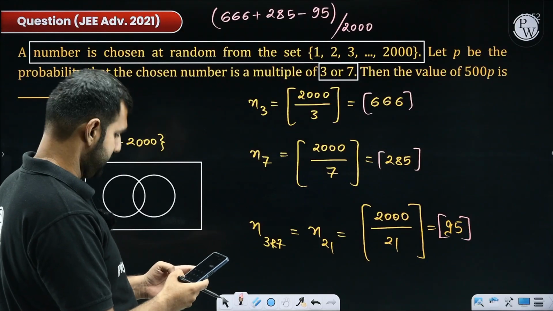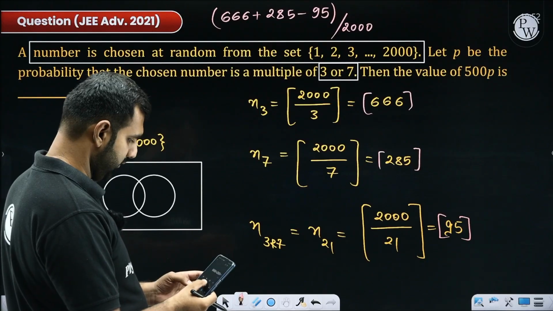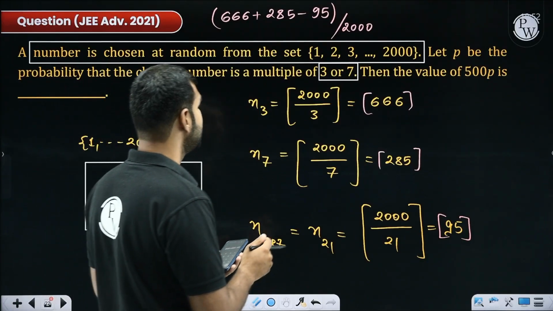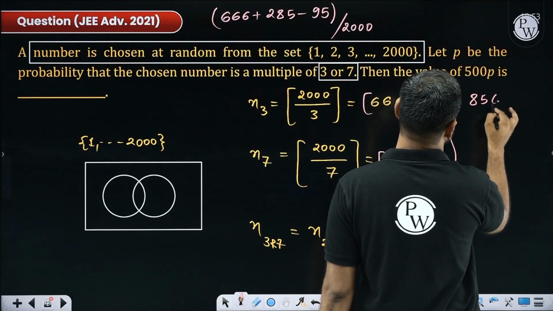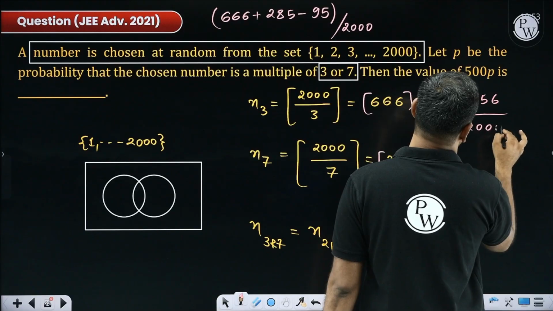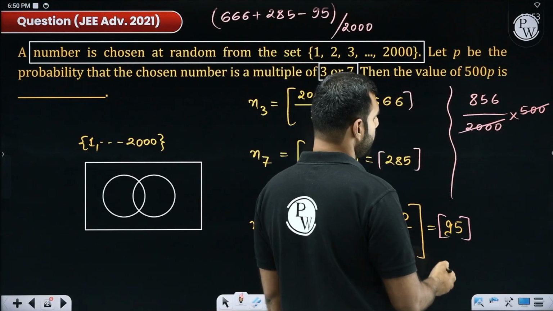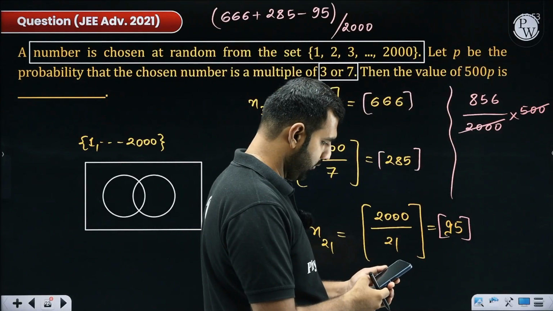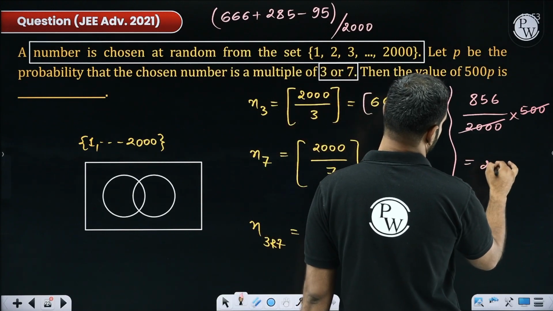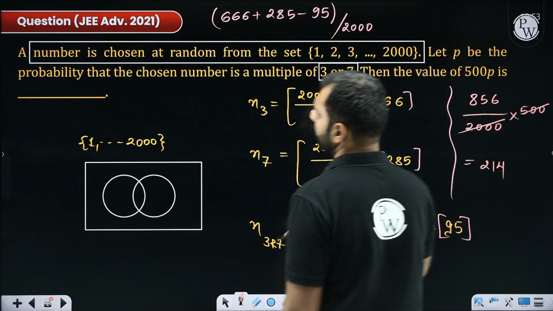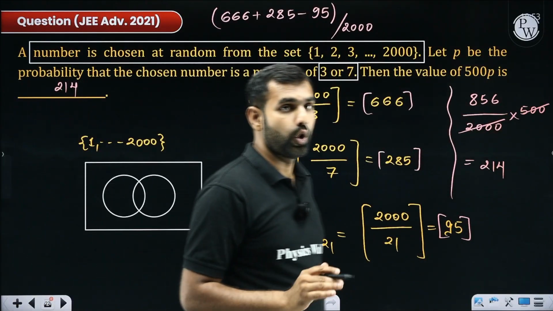So let me just do this: 666 plus 285 minus 95, although you could have done it very quickly. So it is 856. I'm writing it here: 856 divided by 2000, whole multiplied by 500. So technically 500 over 2000 is 1 over 4. So 856 divided by 4 is what you're supposed to find out. That is 214. This value turns out to be 214, and that's your final answer. I hope you have understood all these questions.